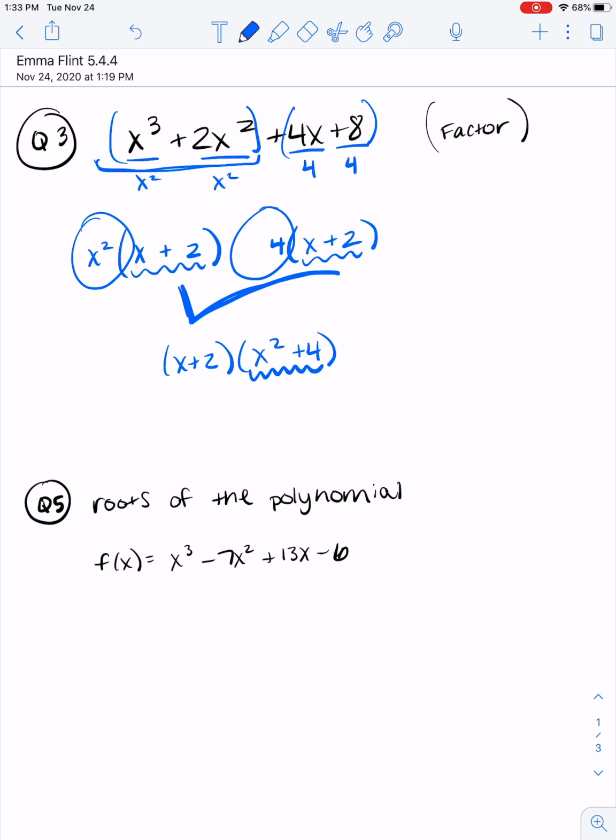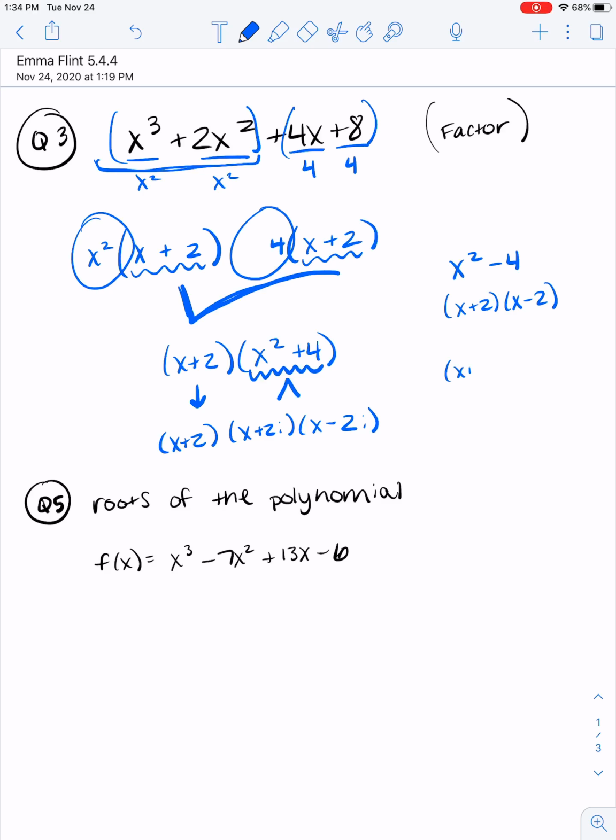So x squared plus 4. We know that if that was x squared minus 4, we could break that into x plus 2 and x minus 2 because it's the difference of squares. With x squared plus 4, we can do the same thing, except it's with imaginary numbers. So this just stays x plus 2, and then we can split this into x plus 2i and x minus 2i. Okay, so x plus 2i and x minus 2i.